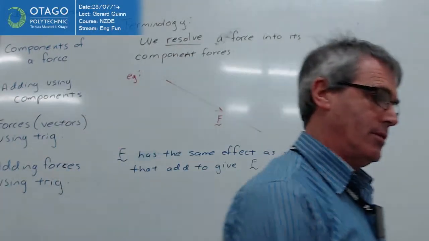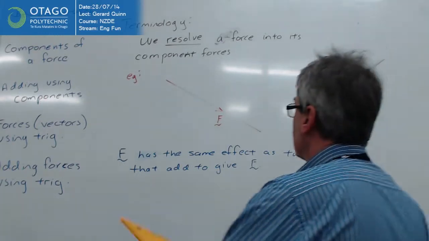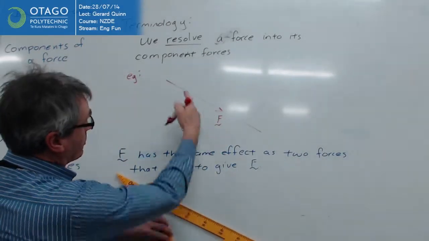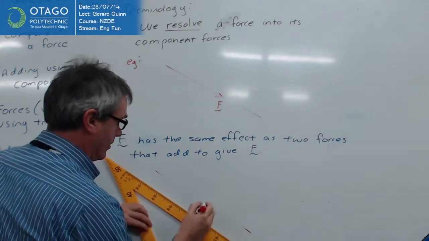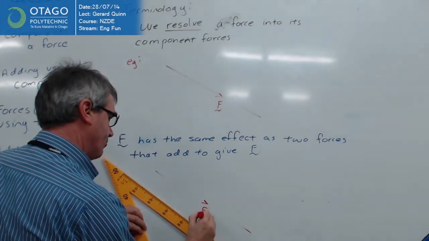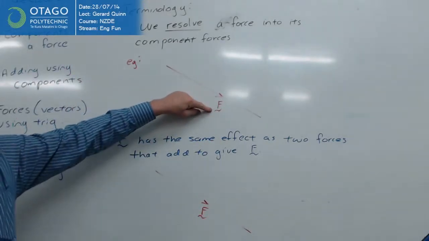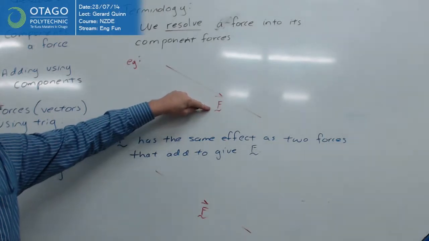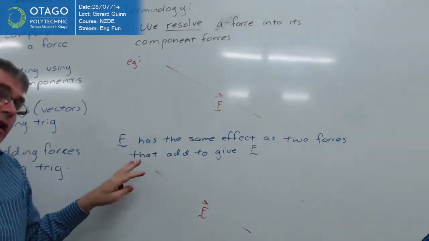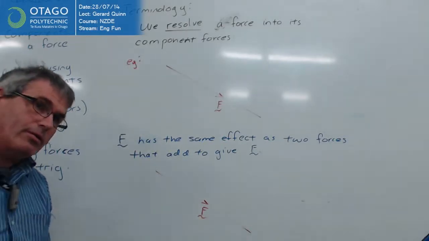So I want you to draw any two forces. I'll give you a starting point. So that force there, I'm going to repeat it down here. Why do I put a little doohickey underneath the F? To show it's a vector. Yeah, that's correct. So any two forces that add to give that will be the components of F.